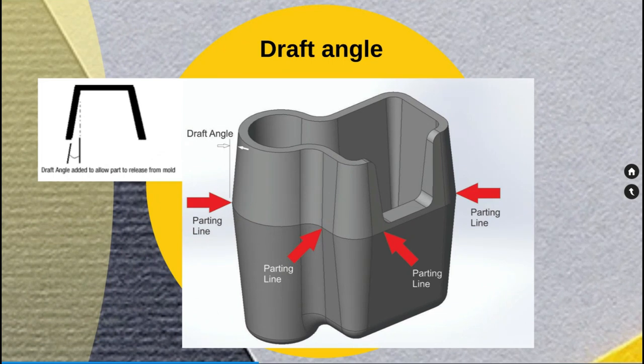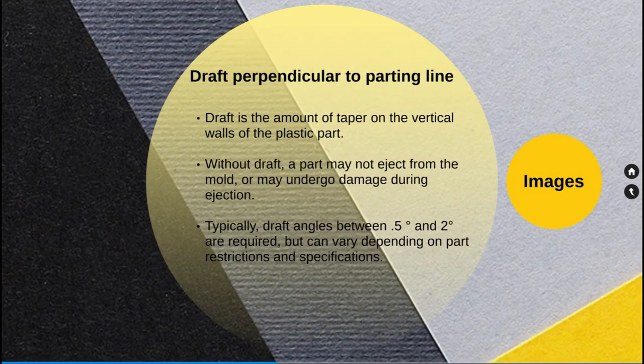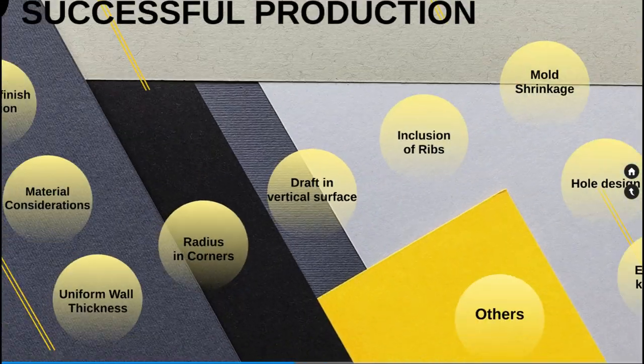Here is an example of the draft angle. So you can see this component, the parting line is in the middle, and the core and cavity are mating at the parting line, and the draft angle provided on both the surfaces will help to eject the part once the molding process is done. Next, inclusion of ribs.